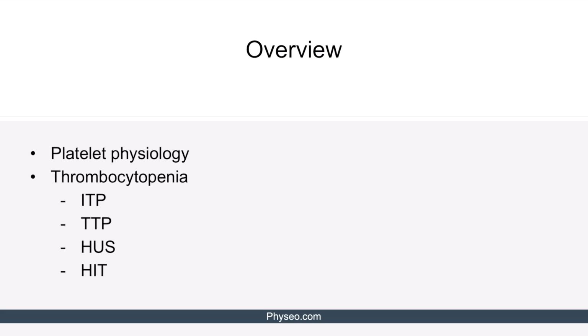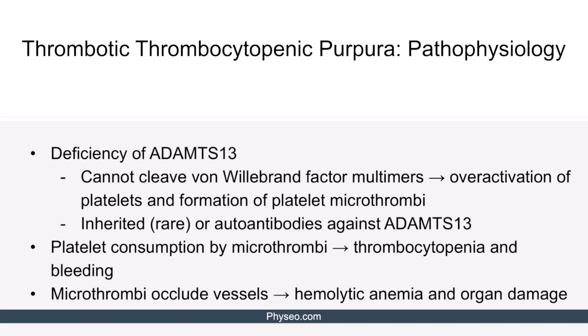Now we will move on to thrombotic thrombocytopenic purpura. TTP is thrombocytopenia due to a deficiency in ADAMTS13. ADAMTS13 is a metalloprotease that cleaves von Willebrand factor multimers into monomers. In the absence of ADAMTS13, uncleaved von Willebrand factor multimers cause overactivation of platelets and formation of platelet microthrombi.